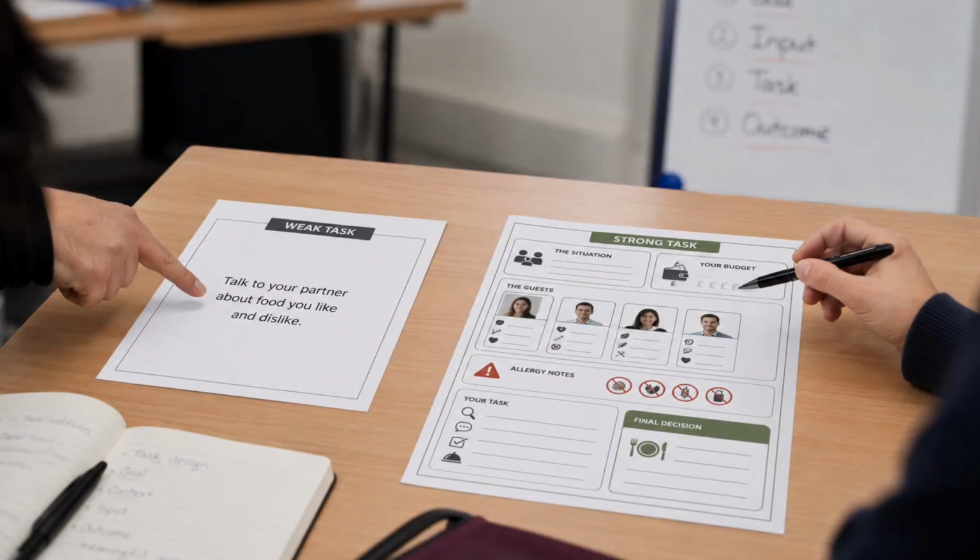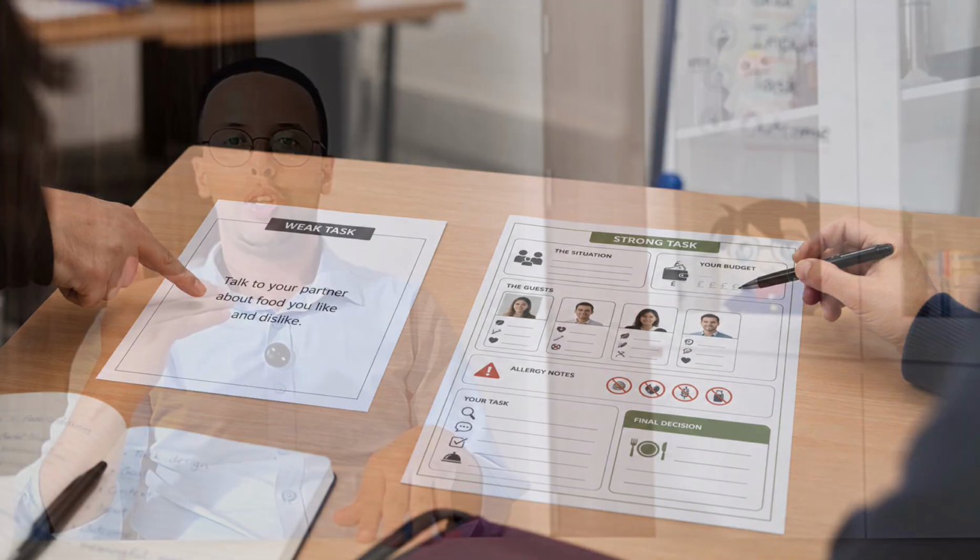Now, let us upgrade a weak CELTA Delta style speaking task. Weak version, for example: talk to your partner about food you like and dislike. Students can do this task, but after 2 minutes, the conversation often becomes a list. "I like pizza." "Me too." "I don't like fish." "Really?" Finished. Right?